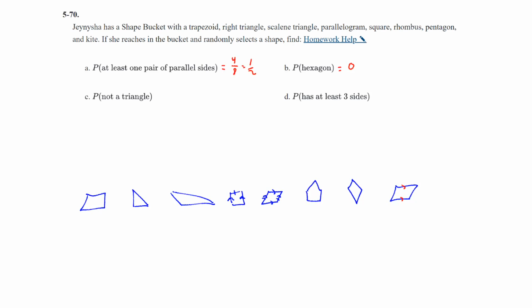The probability of not a triangle, well, we could do this a couple different ways. We could count the triangles. 1, 2. There's 2. So that means 1 minus 2/8, which would be 6/8. You could reduce that if you wanted to 3/4. So that would be not picking a triangle. The probability of having at least 3 sides. I think everything up here has 3 sides or more, and it says at least, so all of them, which would be 8 out of 8 or 1, which means there's a 100% chance of getting something that has at least 3 sides.